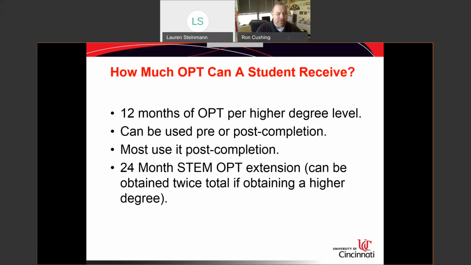OPT can be used both pre and post completion, although most students save it for post completion. And the 24-month STEM extension can be obtained twice if you are receiving a higher degree. So the regular 12-month period, bachelor's, master's, doctorate, you would get 12 months for each. STEM OPT, you would only be able to get one additional STEM OPT period if you move up in degree level, so a bachelor's to a master's. If you then went from a master's to a doctorate, you would not get an additional or third STEM OPT period.